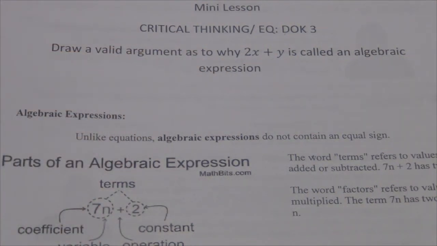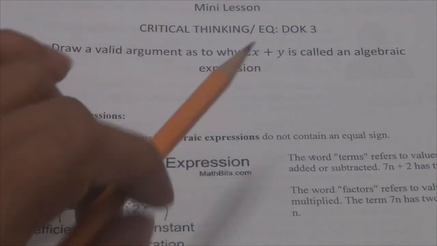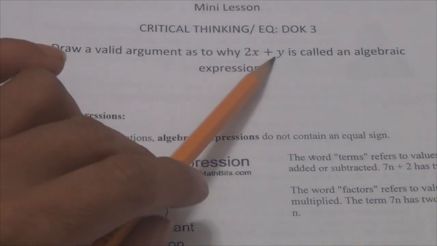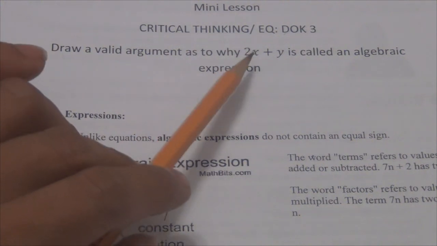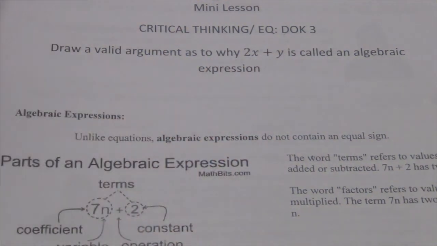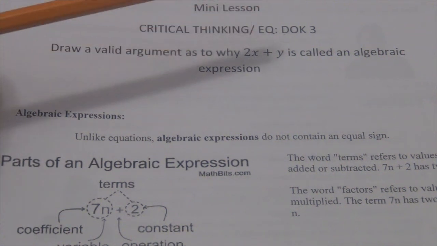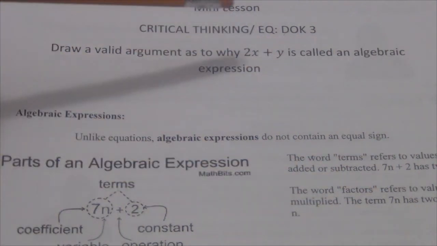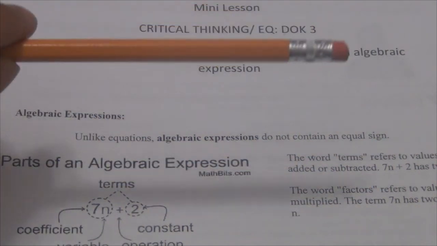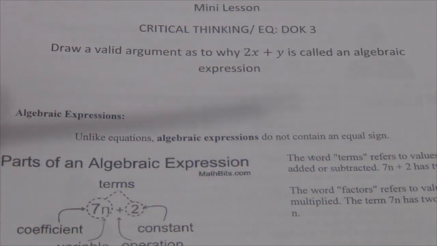Well, based on research, you could say Google, Yahoo, whatever, 2x plus y is called an algebraic expression because an algebraic expression is composed of variables, numbers, coefficients, and exponents. So let's see if it's true.